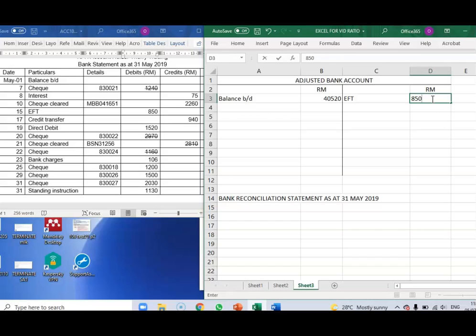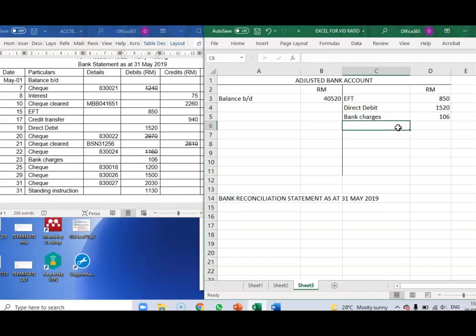Okay, the next amount that has not been slashed yet is direct debit. So key in the amount. Direct debit also does not have details, so just put 1520. Okay, and the next amount has been slashed. 2970 has been slashed. Do not take that one because it's already been slashed. The same goes for 1160. The next that has not been slashed is bank charges. The amount is 106.